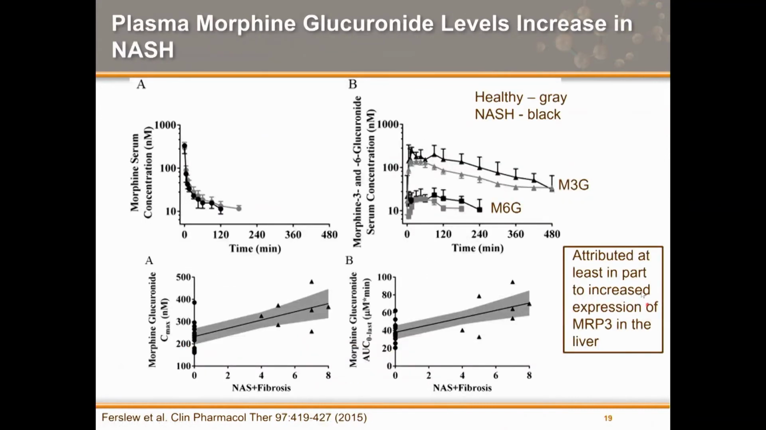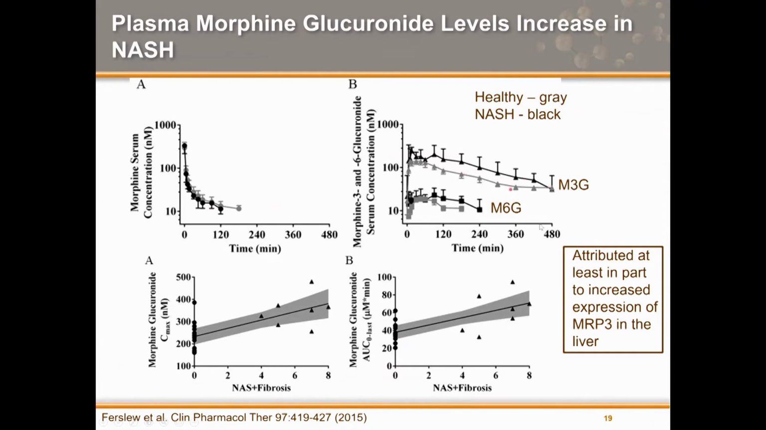There are also differences in glucuronide levels of morphine that have been demonstrated in patients with non-alcoholic steatohepatitis, or NASH. In this case, there's no effect in these patients with liver disease on the elimination of morphine. But what you do see is that both the morphine 3-glucuronide and the morphine 6-glucuronide levels are higher in patients with NASH compared to the healthy controls.